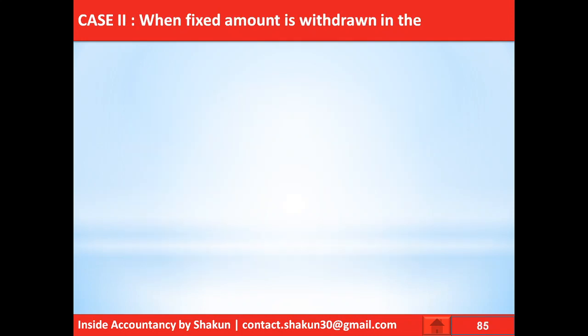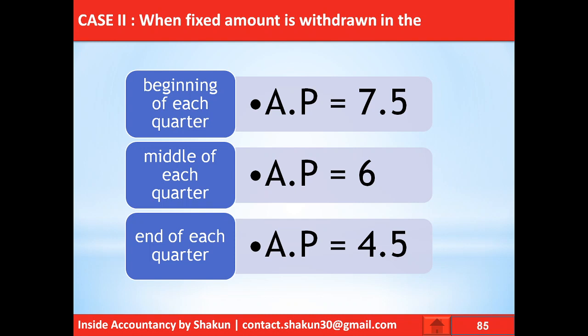Second case is when fixed amount is withdrawn in the beginning of each quarter, in the middle of each quarter and in the end of each quarter. Now you have to remember, quarter means division into 4 parts. So dividing a year into 4 parts means 1 quarter will be equal to 3 months. So January, February, March will be the first quarter. October, November, December would be the last quarter.